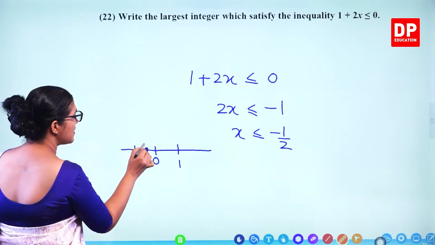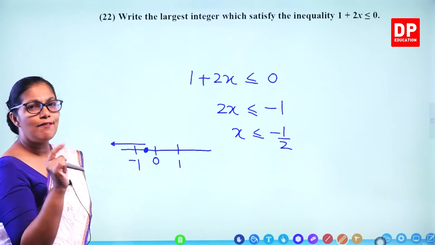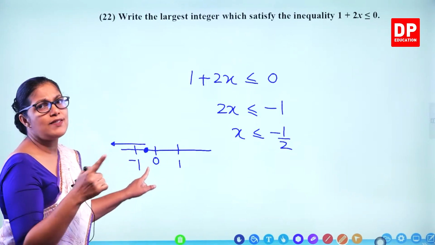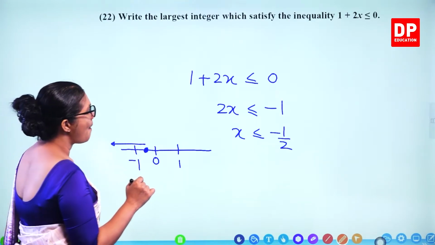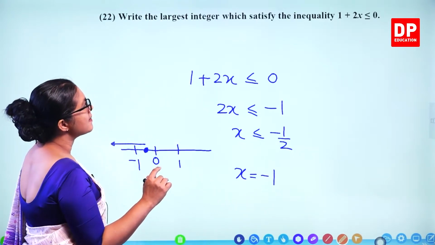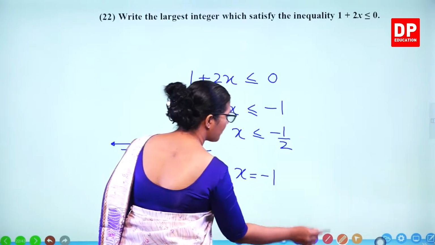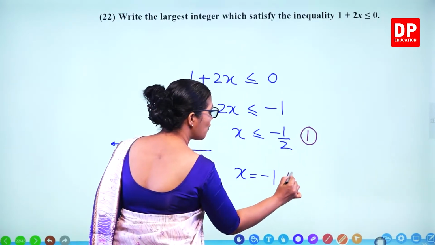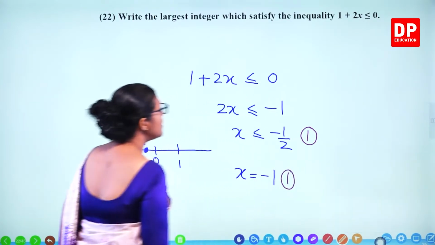Less means this way. So what is the largest integer value you get? Integer means it can be positive or negative. So largest integer is minus 1. That's the largest integer. So you get 2 marks, 1 mark for the inequality and 1 mark for identifying the largest integer value.